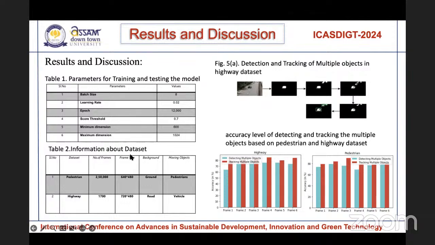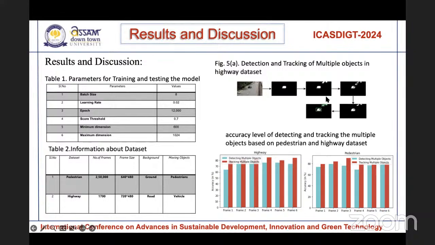And for the information about the data set, we have two types of data sets, which are pedestrian and highway. For the pedestrian data set, the frame count is 250,000. The frame size we have opted for was 640 by 480. The background is ground and the moving objects are pedestrians. In highway, there are in total 1,700 frames with a 720 by 480 frame size. The background is a road and the moving object is a vehicle.